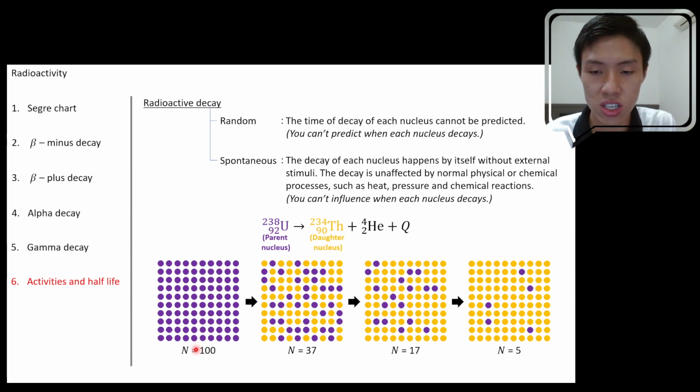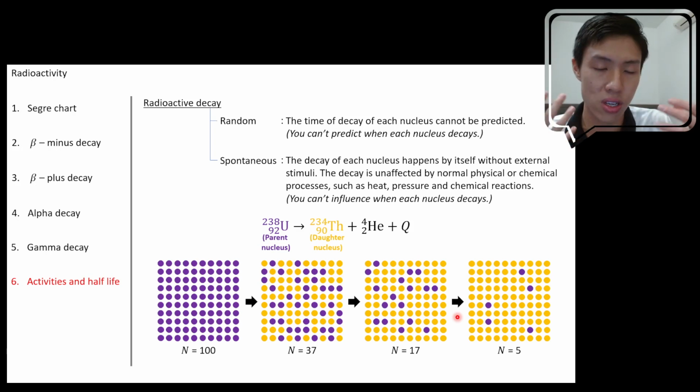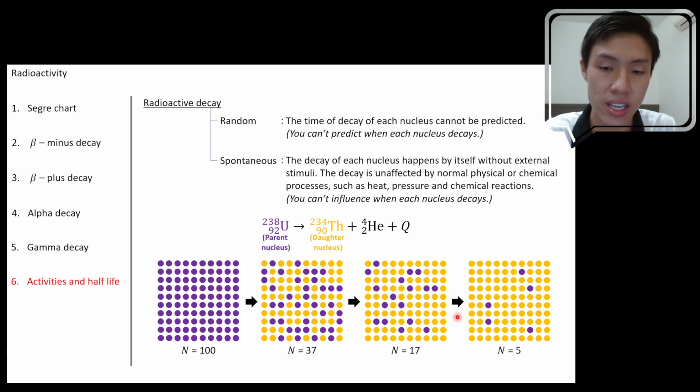So you can see even though initially it drops severely, there are 63 nuclei that decay. Afterwards you can see from 37 to 17, meaning only 20 nuclei decay. Afterwards there are only 12 nuclei that decay. So the decay rate will get slower and slower because the number of parent nuclei available to be decayed will get lesser and lesser. If there are fewer parent nuclei available to decay, you should expect that at each moment the number of decays will get less and less. So that's the idea we are trying to use to derive an equation later.